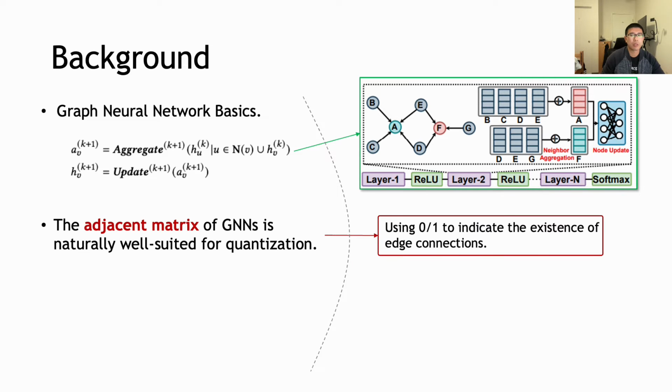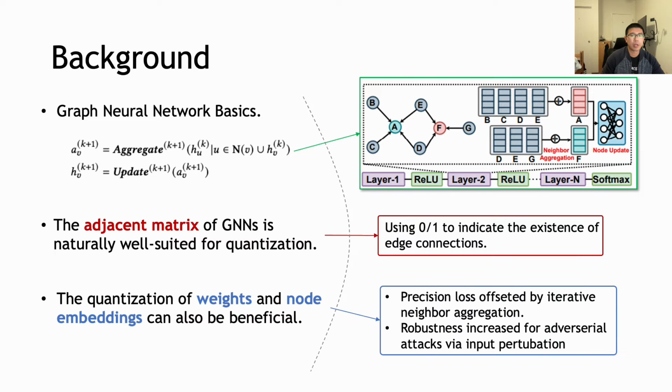We also have several observations of the GNNs that indicate its potential for quantized execution. The first one is that the adjacency matrix of GNN is naturally well suited for quantization. Therefore, using 1 or 0 to indicate the existence of edge connection is enough for maintaining the original information of graph structure. And the second point is that the quantization of the weight and node embedding can also be beneficial. The precision loss in quantization can largely be offset through the iterative neighbor aggregation. Meanwhile, this will increase the robustness of the GNNs when encountering adversarial attack and input perturbation.